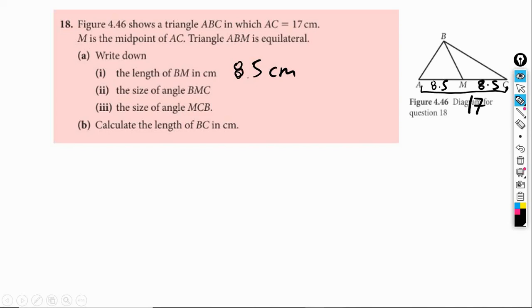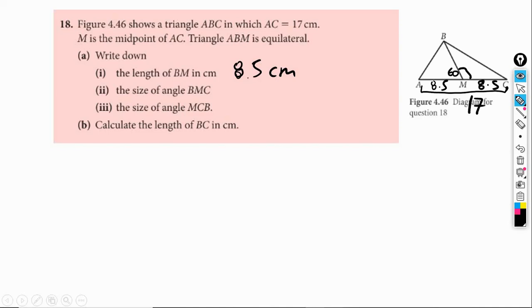Okay? The size of angle BMC. Okay, so BMC would be this angle over here. Now, because ABM is equilateral, we know already that this is 60 degrees. Because in an equilateral triangle, all the angles and all the sides are the same, right? So all the angles are 60 degrees. And in this case, all the sides are 8.5 centimeters.